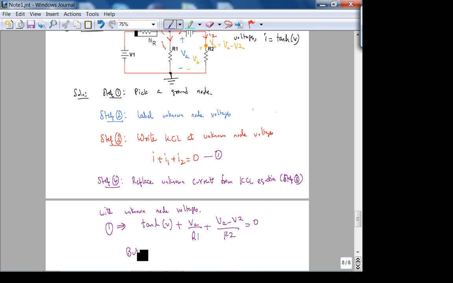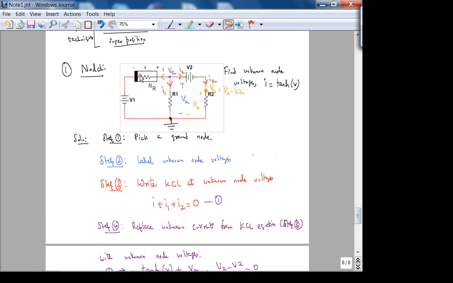But in this equation, we have one equation, we have two unknowns, right? We have VA and V. Can I write V in terms of VA? And if I can, I'm done. Can I? This voltage here in terms of VA. Good point.